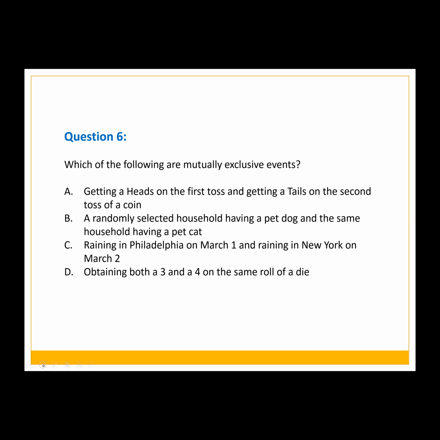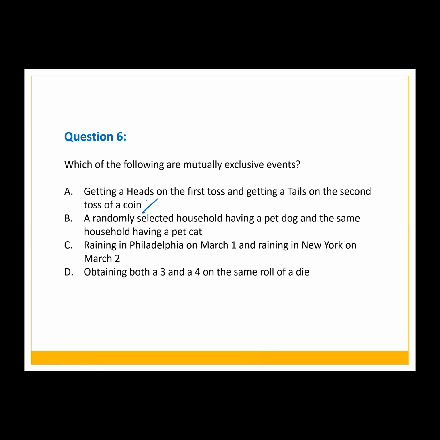If you think about it, you can get a head on the first toss and also tails on the second toss. It doesn't have anything to do with one another, and both of them can happen in one of your samples. So A is not the choice for mutually exclusive events.